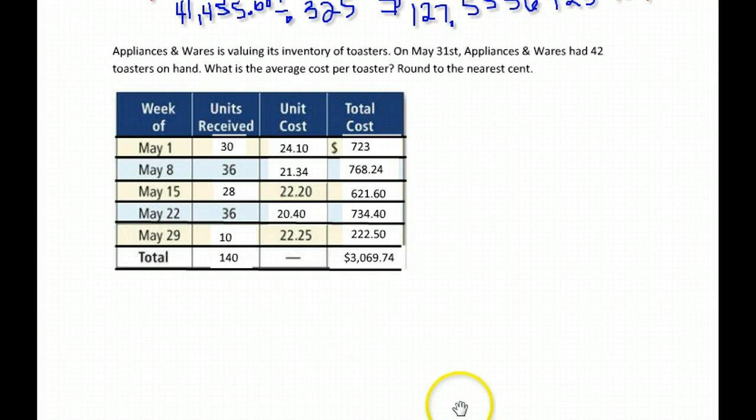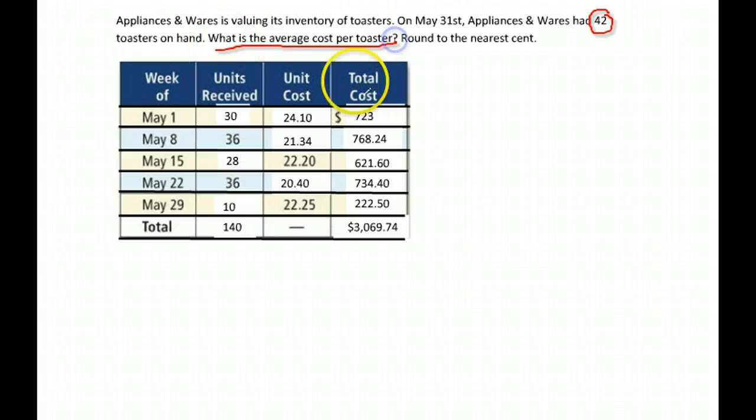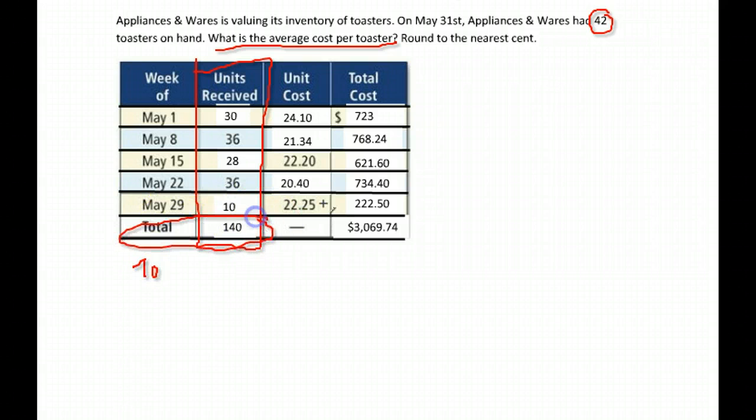All right, let's do another example. So here's Appliance and Wares, and they are valuing their inventory of toasters. So on May 31st, they had 42 toasters on hand. What's the average cost per toaster? So this one we don't have to do the full problem and find the inventory. We just need to find the average price per toaster. So again, for the average price per toaster, you need to know how many total toasters you bought. We have to total this here. Oh, sorry, they did that for us. And you need the total cost, which again, they did for us.